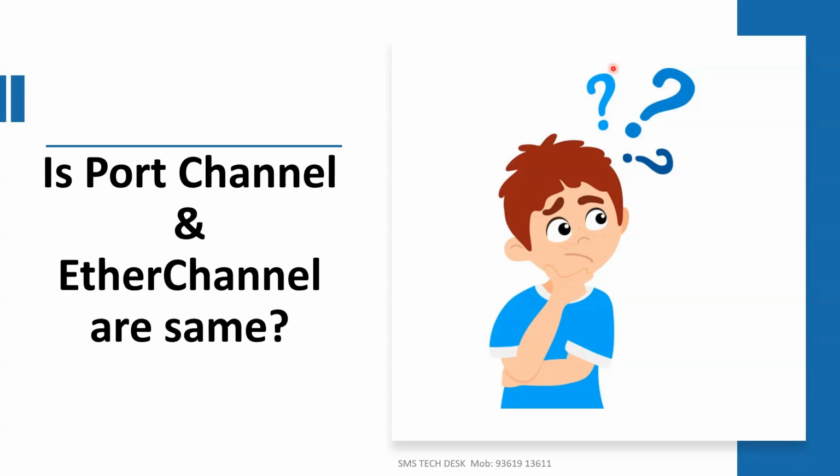The only thing is that ether channel is a Cisco proprietary name for link aggregation. As I told you, for the LACP protocol, most third-party vendors use LACP as the protocol for the link aggregation group. But for Cisco devices, the protocol used is PAgP, because that is Cisco proprietary. The same way, port channel and ether channel do the same functionality, but the name ether channel is a Cisco proprietary name for link aggregation.